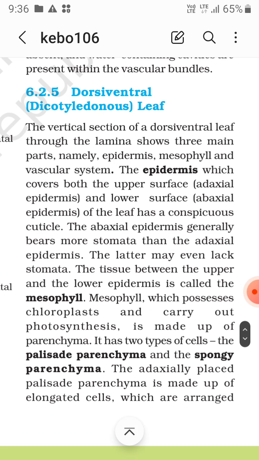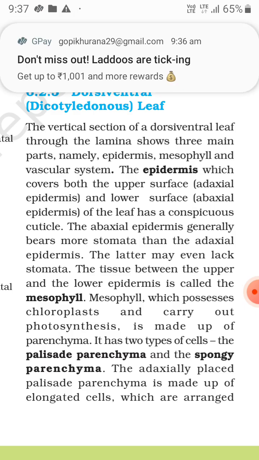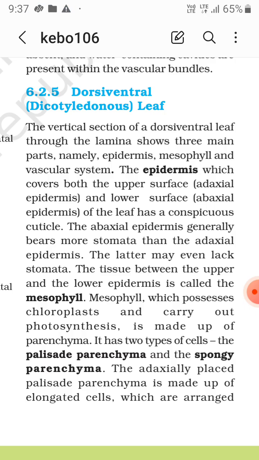There is also the vertical section of a dorsiventral leaf through the lamina, which shows three main parts, namely epidermis, mesophyll, and vascular system. Same three parts: epidermis, mesophyll, and vascular system. The ground tissue system is mostly the mesophyll cells in the leaves, right? And the vascular system is the third system.